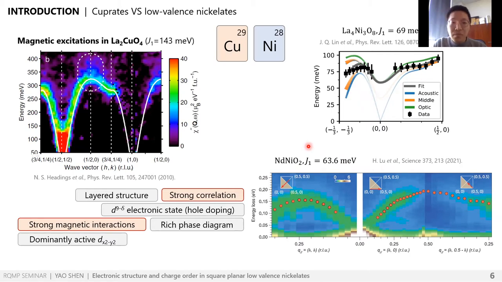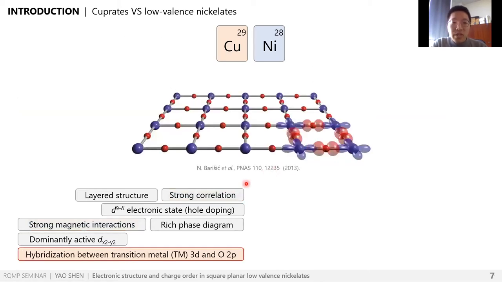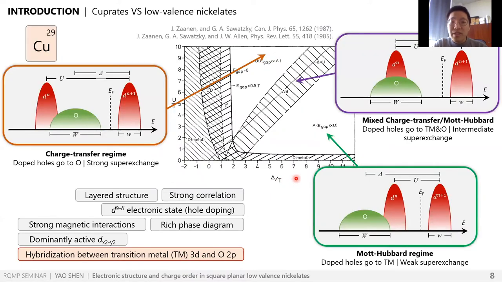And then the question would be, is there a strong hybridization between the transition metal 3d and oxygen 2p orbitals? So we know for cuprates, this is very important. This has something to do with the so-called ZSA scheme. If you put delta, the charge transfer energy, which measures the energy difference between the oxygen orbitals and the transition metal orbitals, as the x-axis, and put the on-site Coulomb interaction U as the y-axis, then you will have a ZSA scheme. And there are different phases in this phase diagram.